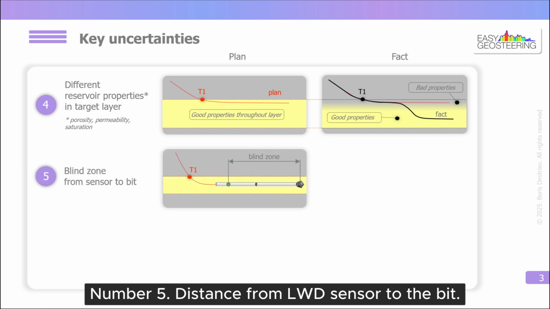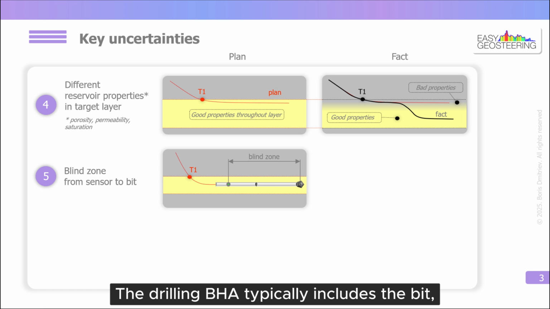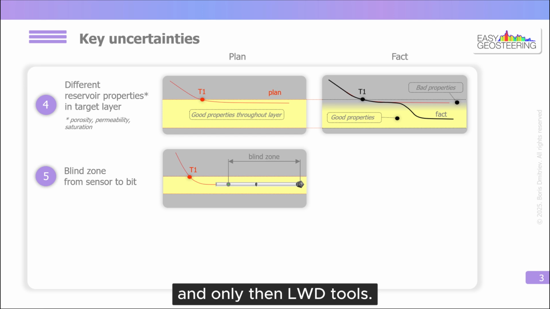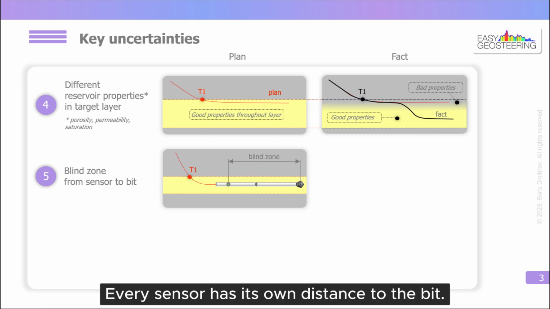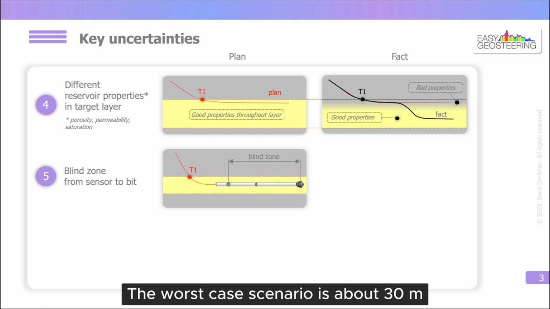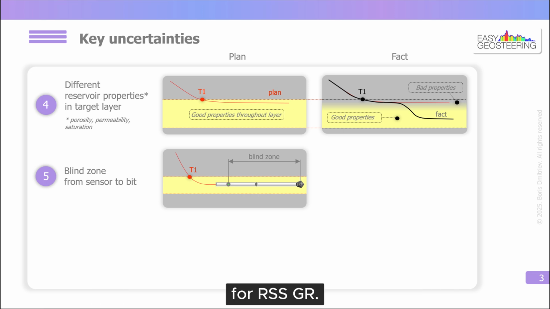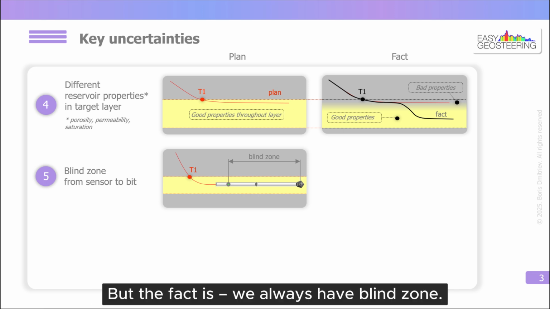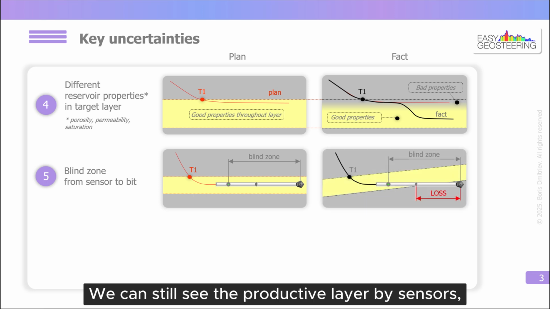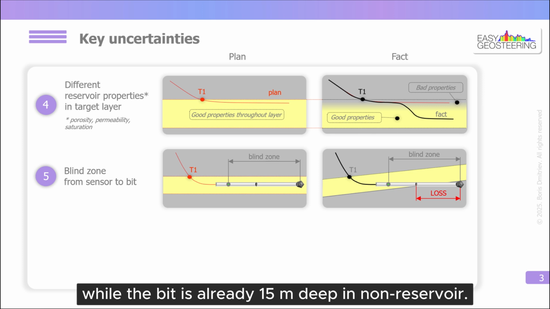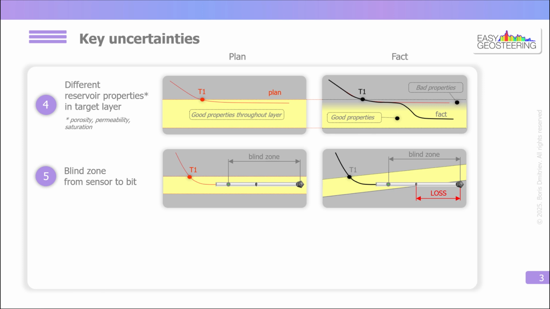Number 5. Distance from MLWD sensor to the bit. The drilling BHA typically includes the bit, a mud motor or rotary steerable system, and only then LWD tools. Every sensor has its own distance to the bit. The worst case scenario is about 30 meters for neutron density. The best one is about 2 meters for rotary steerable system gamma ray. But the fact is, we always have blind zone. We can still see the productive layer by sensors, while the bit is already 15 meters deep in non-reservoir.